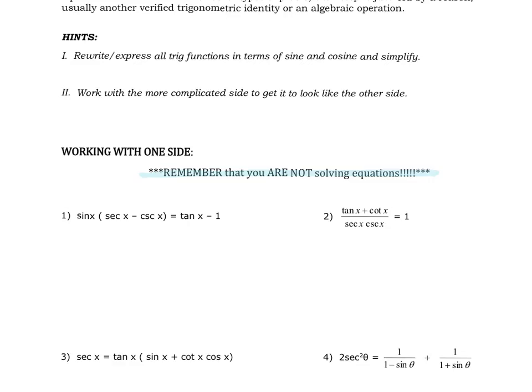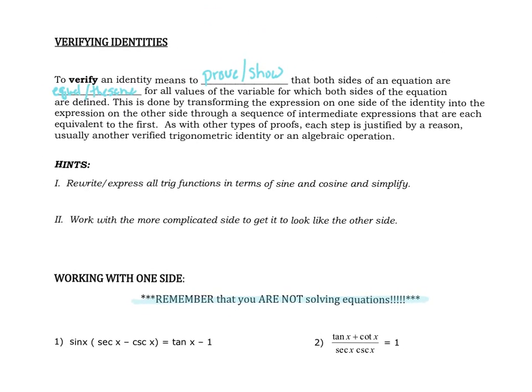So essentially what we're going to do is, let's go back, transforming the expression on one side of the identity into the expression on the other side through a sequence of intermediate expressions. So in other words, we're going to continue to simplify. As with other types of proofs, each step is justified by a reason. So you're not going to have to write a reason as you did in geometry class, but these are kind of a similar thought process to those proofs that you learned and practiced way back when in geometry. So we are still going to continue to simplify.